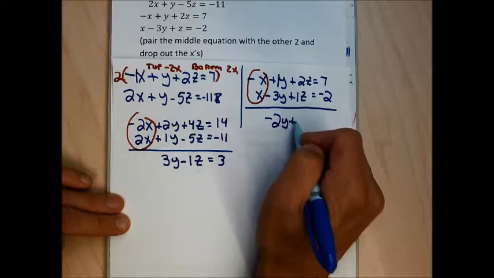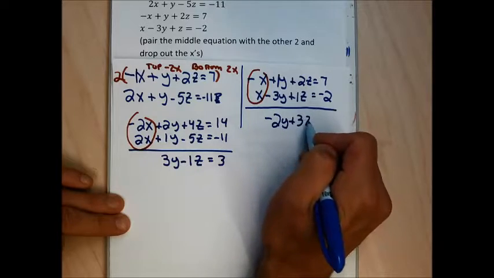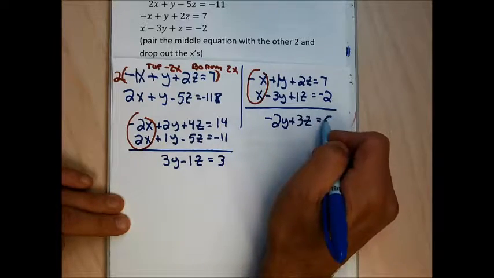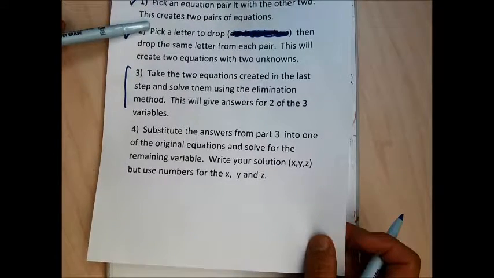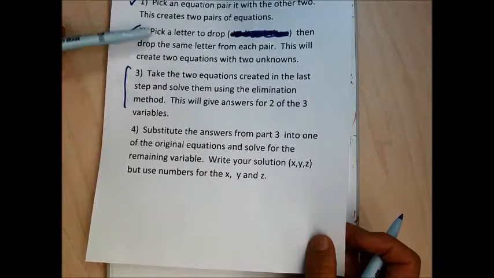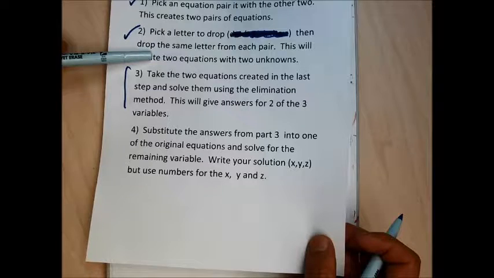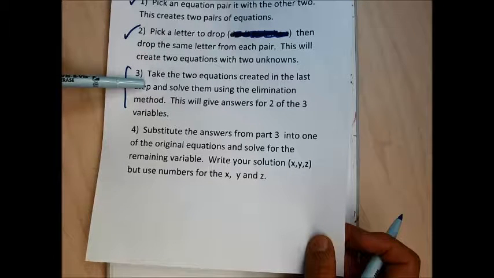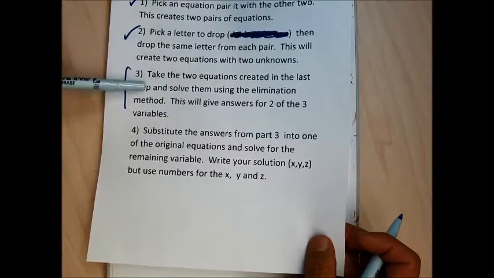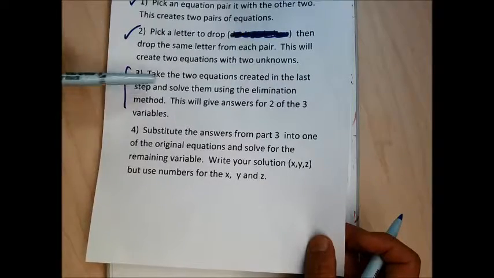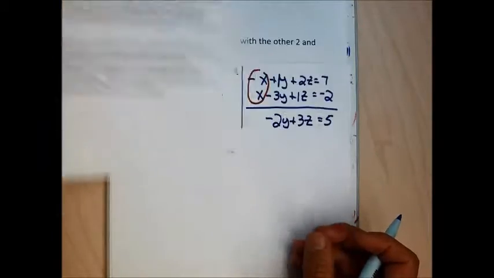2z plus 1z is positive 3z. 7 minus 2 is 5. Done with step 2. I picked a letter to drop out from those sets of equations, dropped it out. Now I have 2 equations and 2 unknowns. On to step 3, taking the 2 equations created in step 2, stack them and solve using the elimination method to get answers for 2 of the 3 letters.